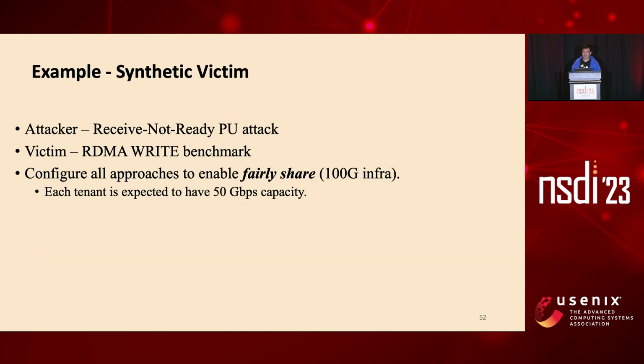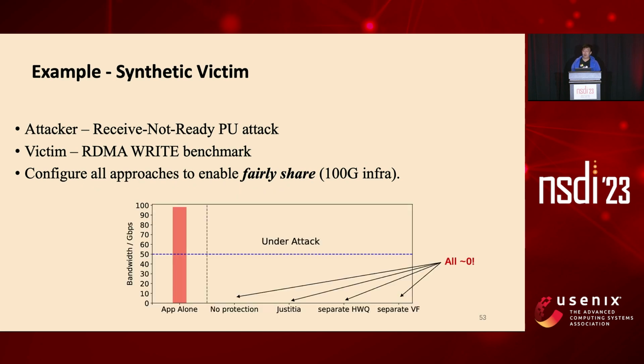We first present an example of a synthetic workload test. The attacker is the receive not ready error attacker we mentioned before, and the victim is a simple perftest write traffic. The victim always achieves line rate without the attacker. We configured all approaches to let tenants fairly share the network, so each of them should get 50 gigabit per second bandwidth. And whoops, under the attack, the victim's traffic still drops to almost 0 under all types of isolation solutions. This shows the power of microarchitecture resource contention.